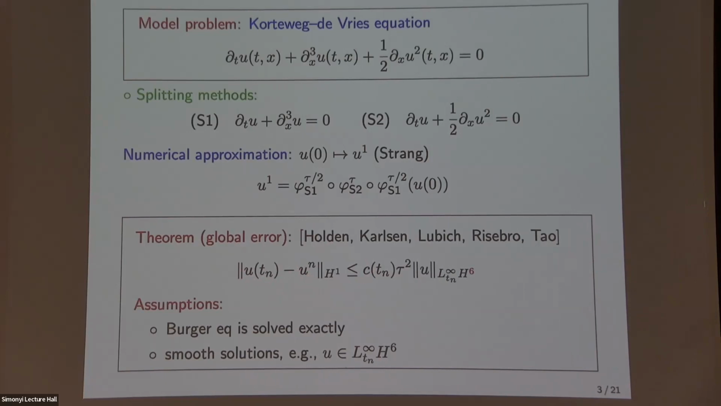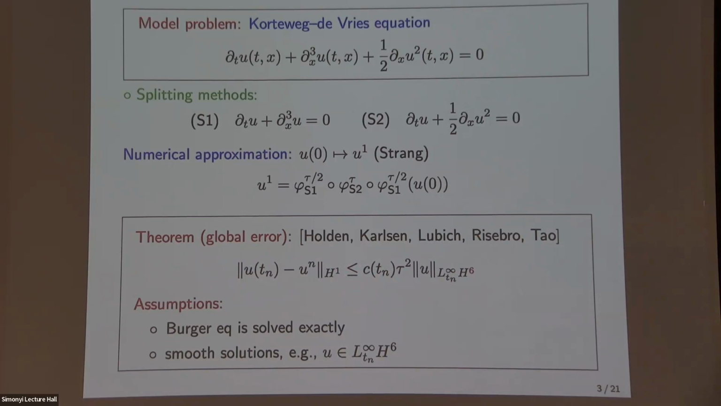The first ones who could actually prove a rigorous convergence estimate were Holden, Karlsen, Lubich, and Terence Tao. They could show that if I measure the error between the exact and numerical solution in H1, then with the Strang splitting method I get tau squared. So I get second order convergence. This is basically due to the fact that the Strang splitting method is a symmetric method, so you always have an even order method.